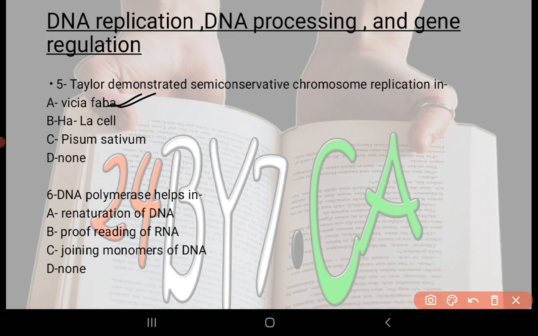Next question. DNA polymerase helps in A. Renaturation of DNA, B. Proofreading of RNA, C. Joining monomers of DNA, or D. None. So the right answer is option C, joining monomers of DNA.